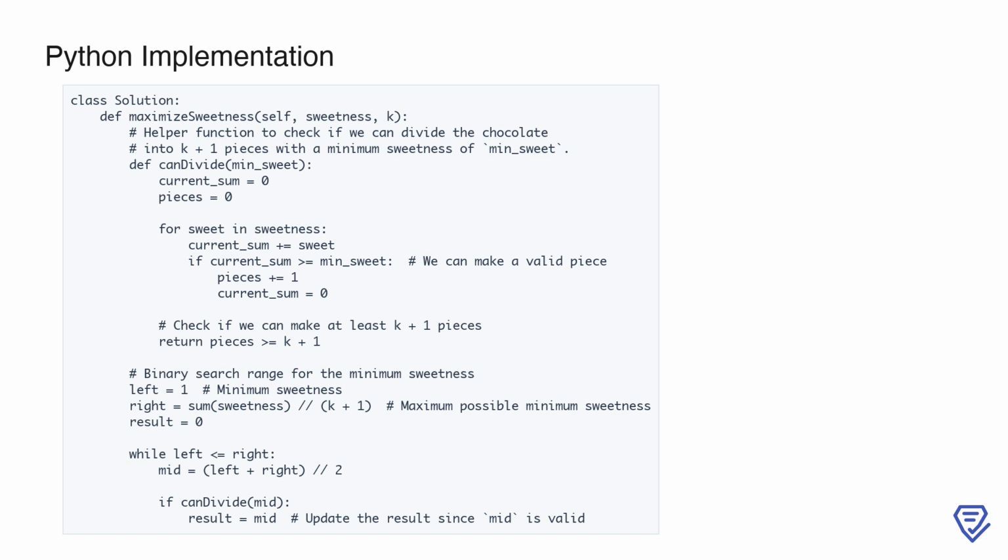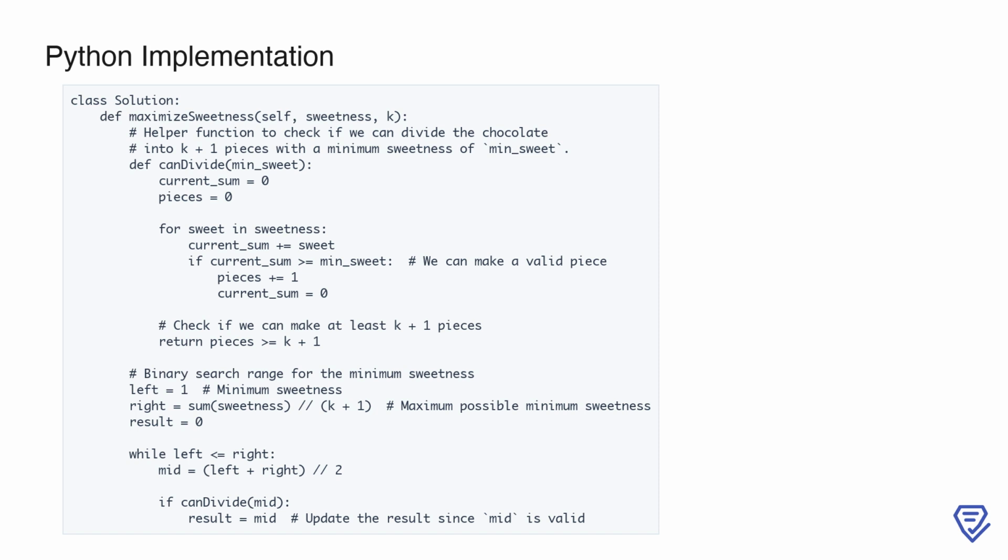Next, we define the binary search range for the minimum sweetness. The lower bound, left, is set to 1, since sweetness values are positive, and the upper bound, right, is calculated as the total sweetness divided by k plus 1. This ensures we consider the largest possible value for the smallest piece. We initialize result to 0 to store the maximum minimum sweetness found during the binary search.